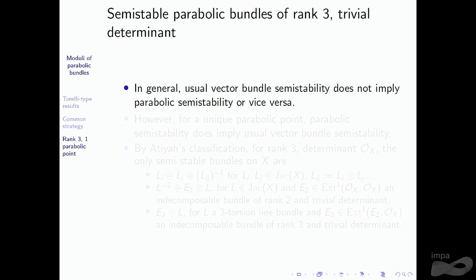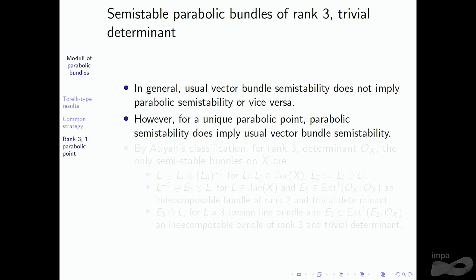Then the question is for us to really find out what the bundles are that are stable with respect to the weights in P0 greater and P0 less. Normally, vector bundle semi-stability does not imply parabolic semi-stability, or vice versa. If the weights are very, very small, then Yokogawa shows that it's going to be the same, but that's kind of easy to say. If the weights are 0, then of course that's true.